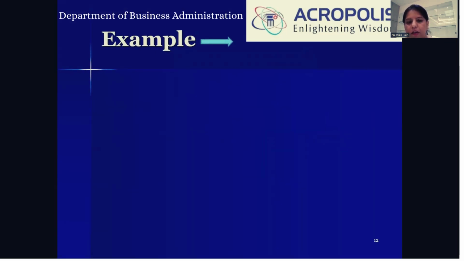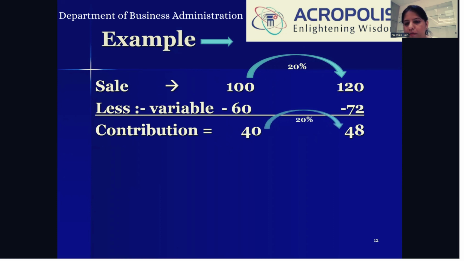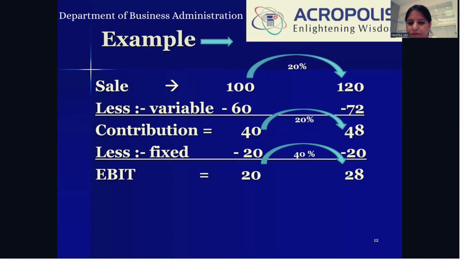Now see if we can see all these things by one formula. The sales is 100, but the sales gets increased by 20%. So now the sales is 120. If I deduct variable cost, because the variable cost goes in line with the sales, so if sales is increasing by 20%, variable cost will also increase by 20% and contribution will also increase by 20%. Now, as the fixed cost is fixed, it would be 20 in both the cases. See the EBIT. Now the change in EBIT comes out to be 40%. So a lesser change in sales is showing a more change in EBIT.